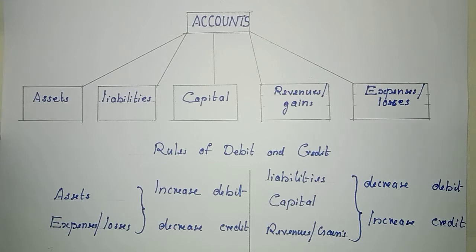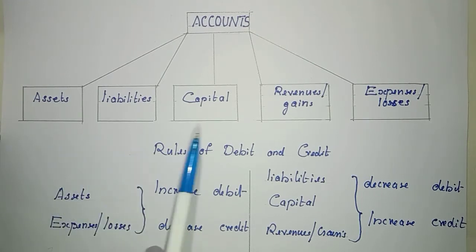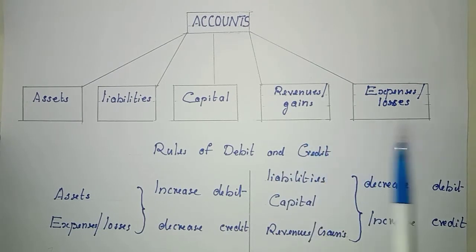In the last video, we discussed the traditional method of classification of accounts. Today it's about the modern method of classification. In this method, accounts are classified into 5 categories: assets, liabilities, capital, revenues or gains, and expenses or losses.